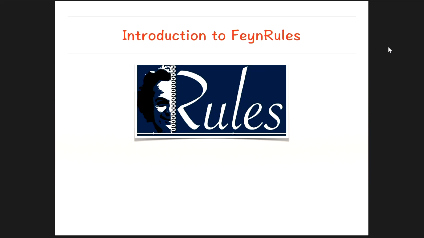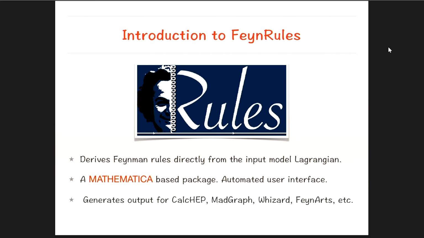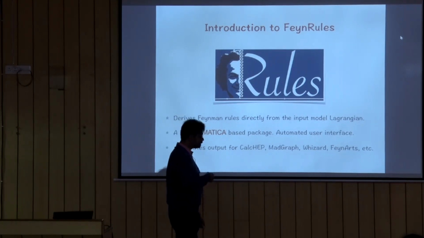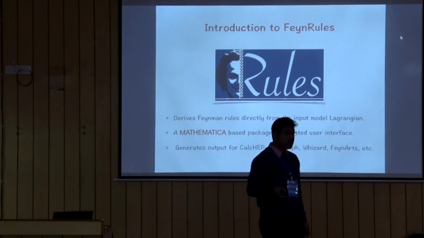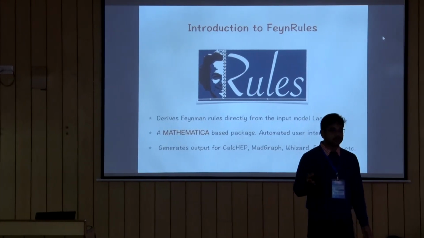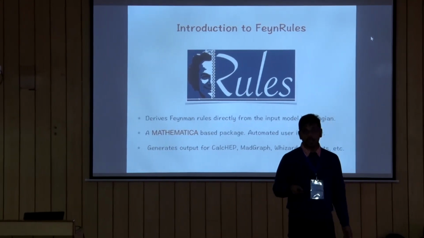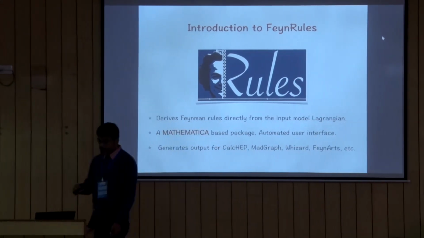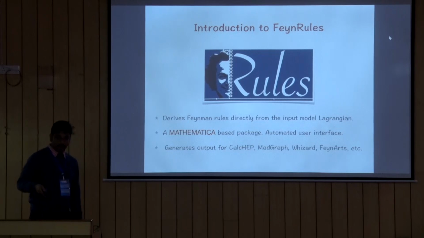And as I said, I will give you a quick introduction to FeynRules, and it's basically a Mathematica-based package, and it generates output as we just discussed for MadGraph, FeynArts, CalcHEP, etc. And what one needs to do, this FeynRules automatically embeds the standard model, and it has many effective operators also. So I will give you some examples as I go along, and how they look like, etc.